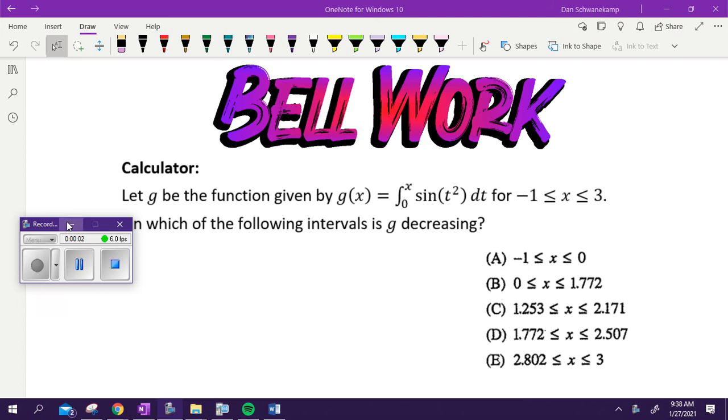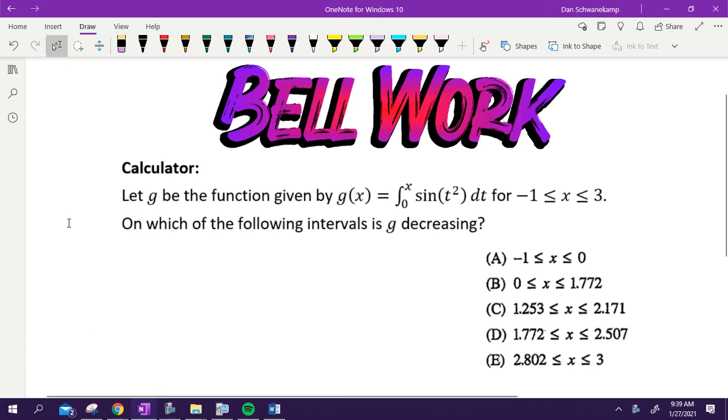There we go. On bell work today, we're saying let g be the function given by that. Okay, g of x is equal to that integral from -1 to 3. On which of the following intervals is g decreasing? Show me with your fingers. 1 for A, 2 for B, 3 for C, 4 for D, 5 for E. What'd you get?